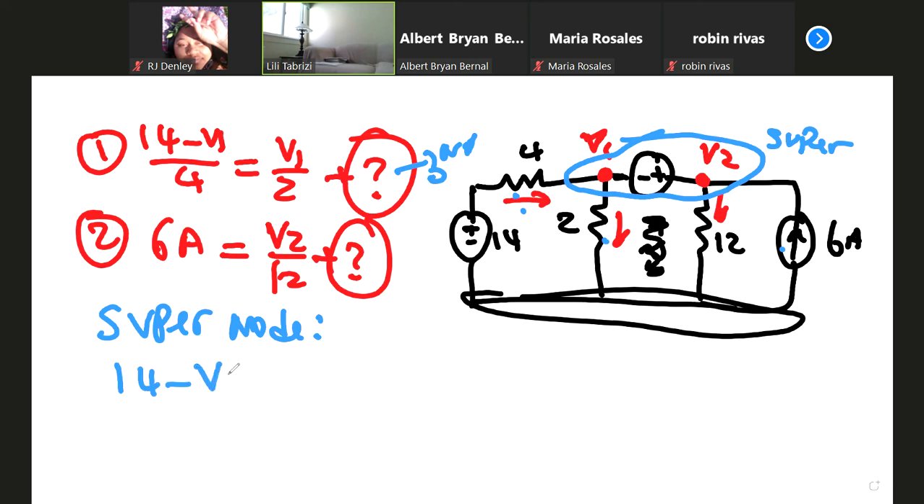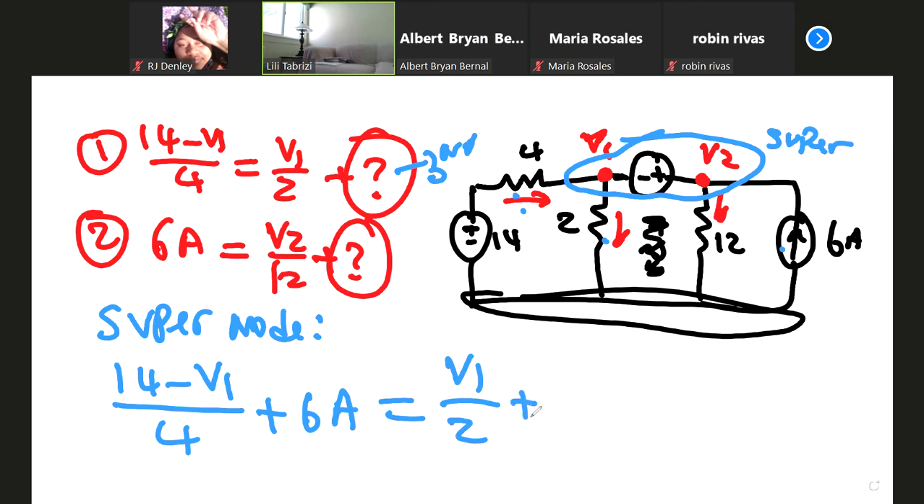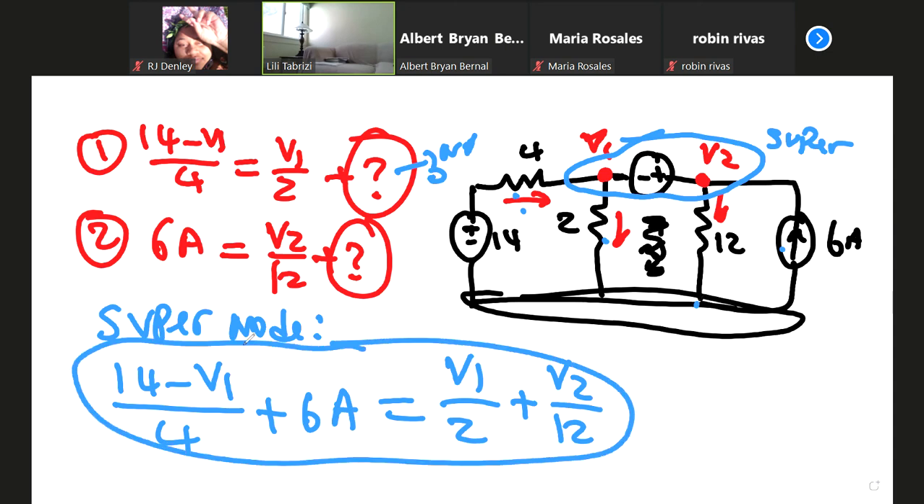(14 minus V1) divided by 4 is an entry. 6 amp is also an entry. How many leaving? V1 divided by 2, V2 divided by 12, V1 minus 0, and V2 minus 0. One equation, 2 unknowns. That's not enough. How do you get the other unknown?